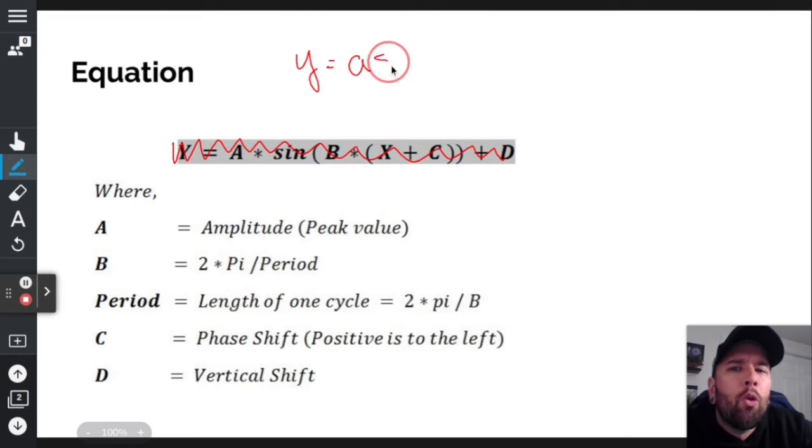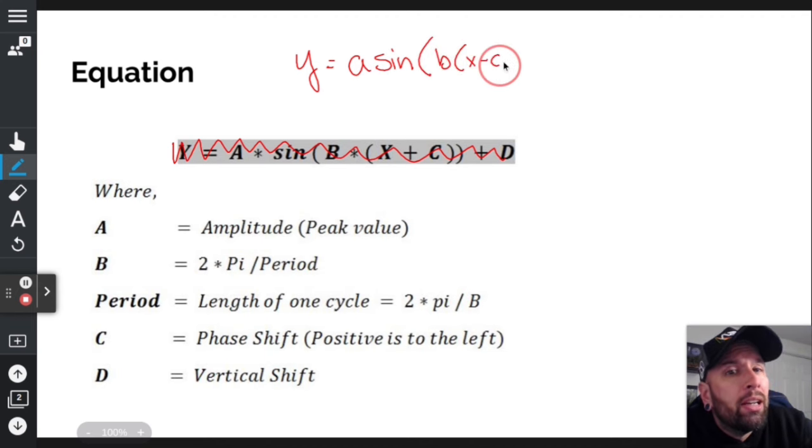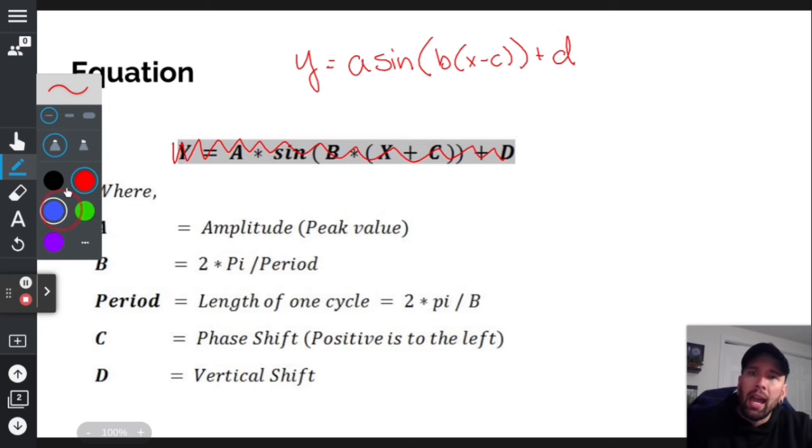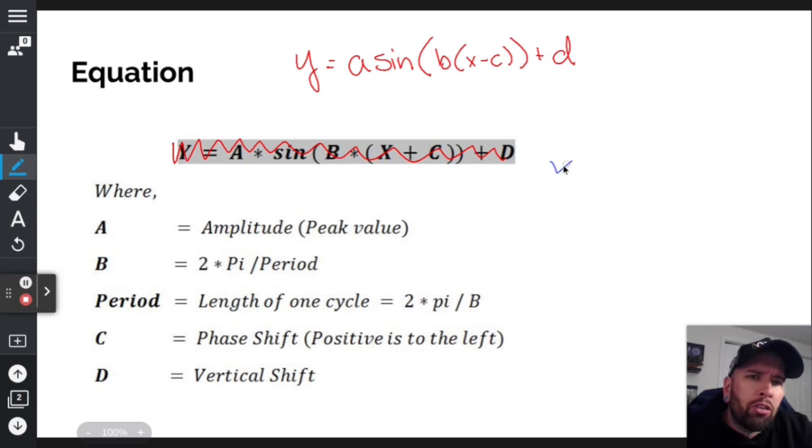The most basic form of a sinusoidal function is y or f of x equals a sine parentheses b, another parentheses x minus c, close it, plus d. Now, there are obviously four letters that matter in this case. A is the amplitude. Let me just draw out some random sinusoidal function. It looks something like that. That's what a sinusoidal function is.